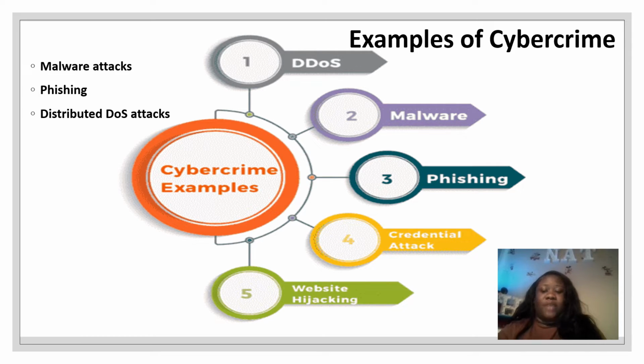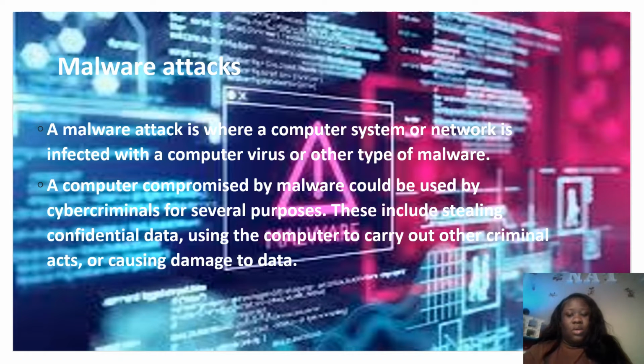In this section, we look at famous examples of different types of cybercrime attacks used by criminals. The first example is a malware attack. A malware attack is where a computer system or network is infected with a computer virus or other type of malware. A computer compromised by malware could be used by cybercriminals for several purposes. These include stealing confidential data, using the computer to carry out other criminal acts, or causing damage to data.